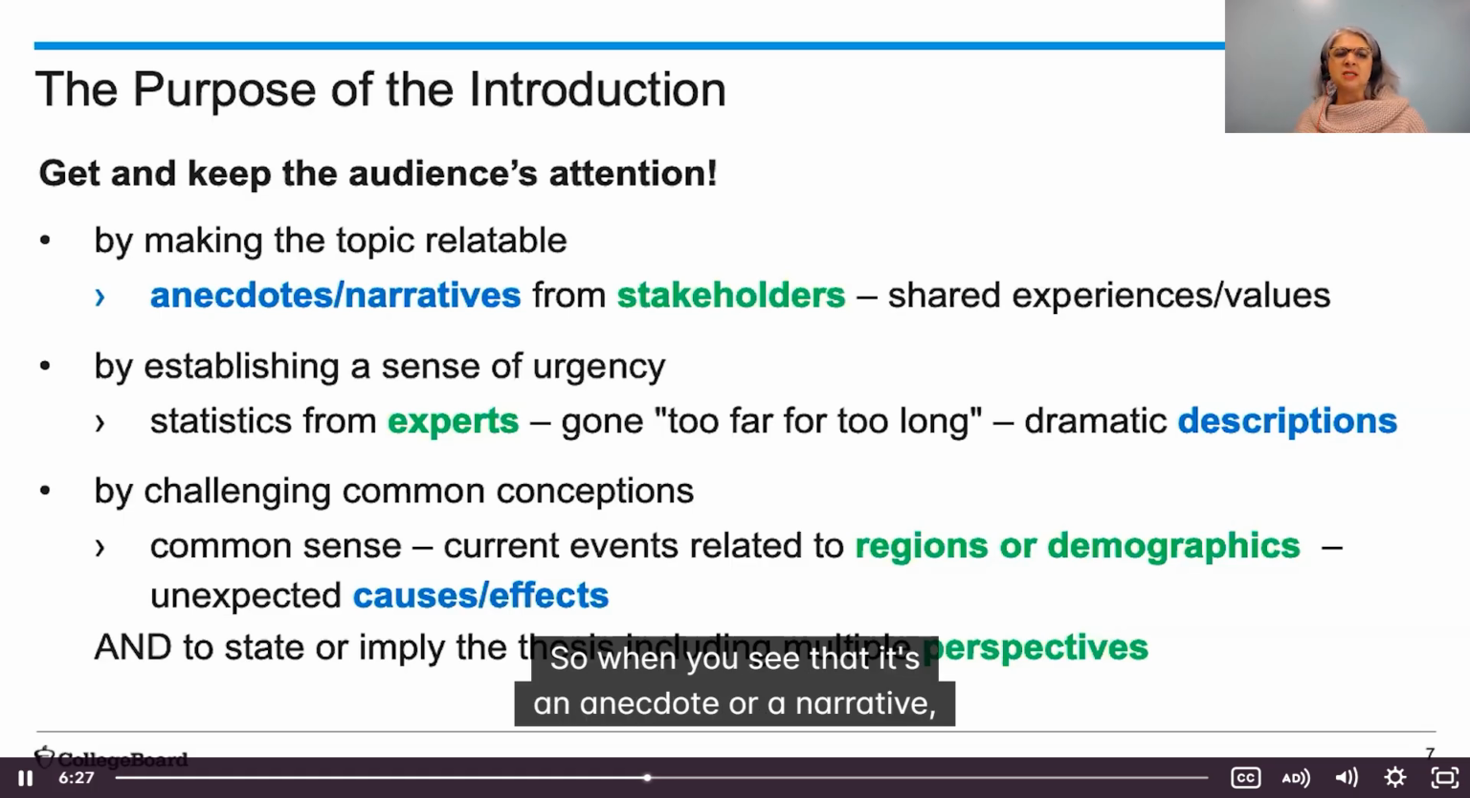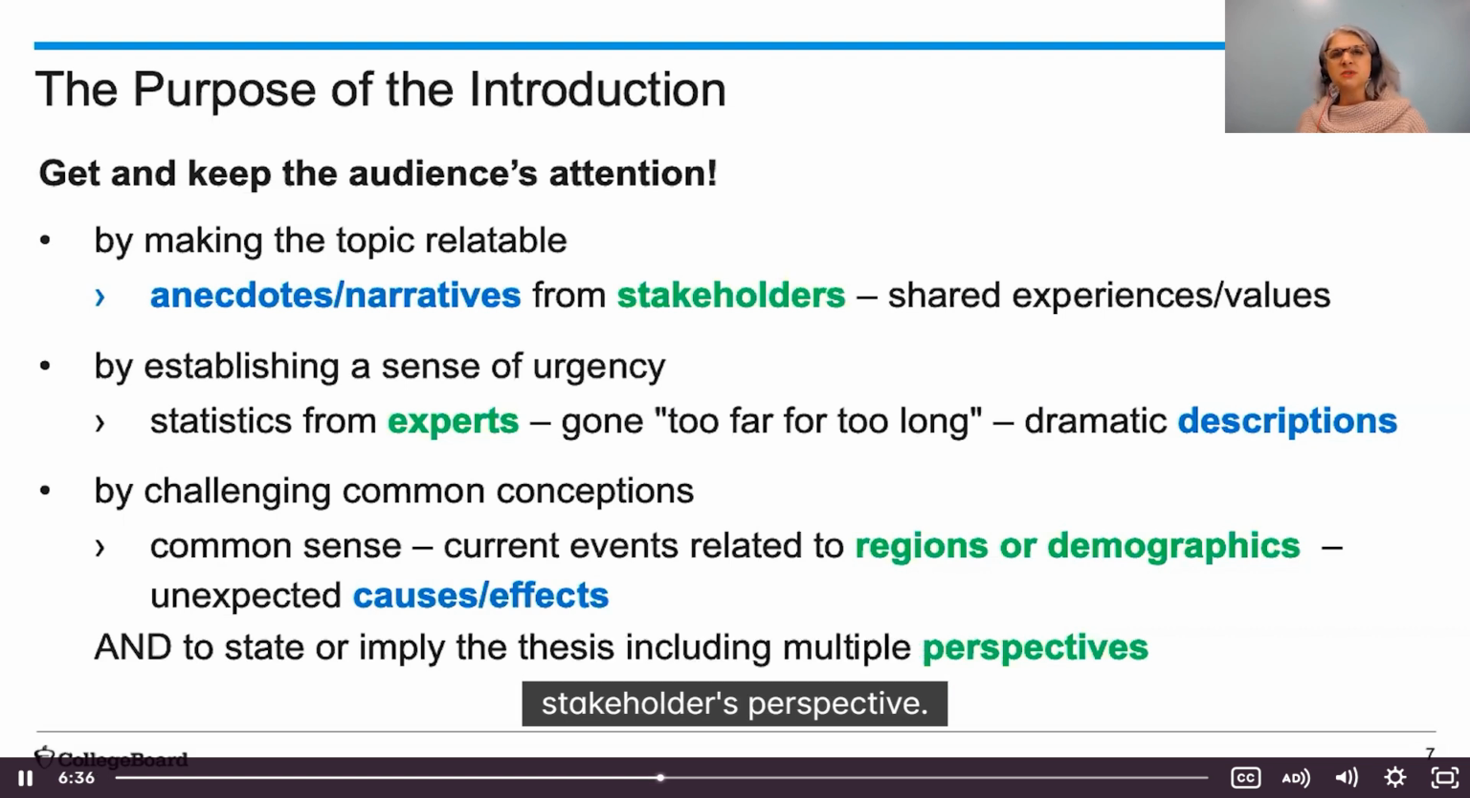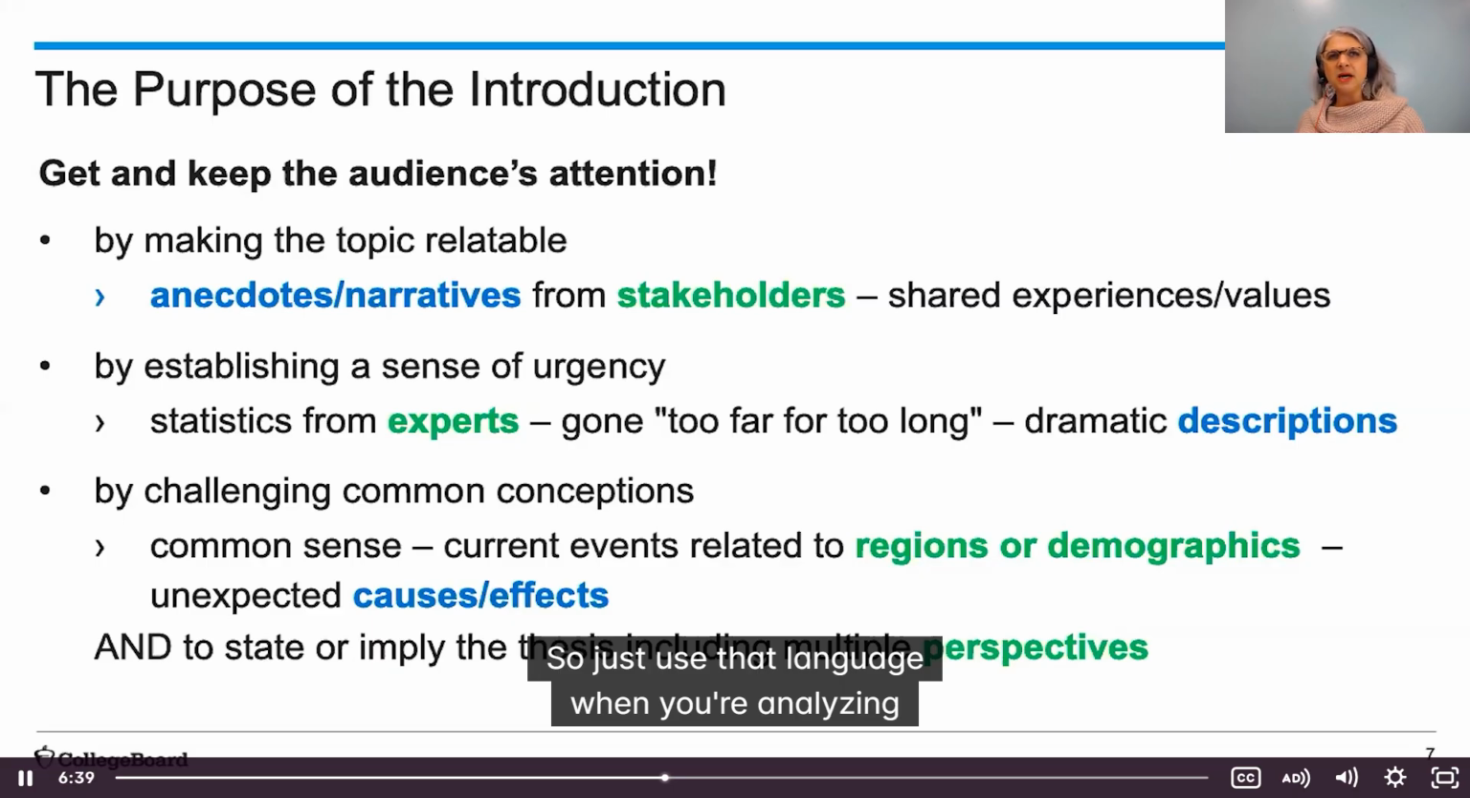So when you see that it's an anecdote or a narrative, say that the minor claim presents an anecdote or it presents a narrative from a particular maybe stakeholder's perspective. So just use that language when you're analyzing the line of reasoning. Just point out that that's what it is, because you recognize it, because you are using those same things in your own arguments. In the introduction, the author might try to establish a sense of urgency, right? And they might do that by giving statistics from experts. And when you notice that that's an expert, and you notice that that's an expert in a particular field, point that out.